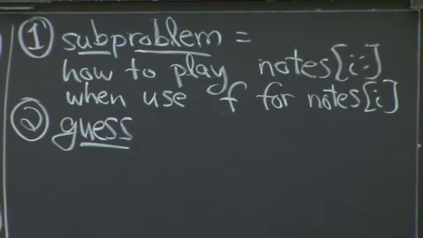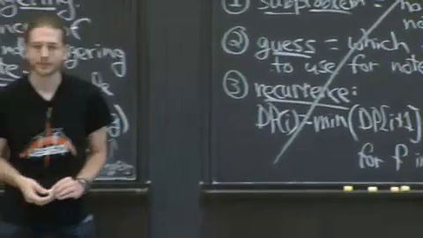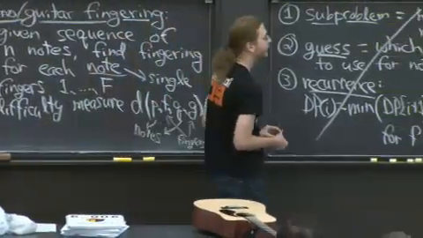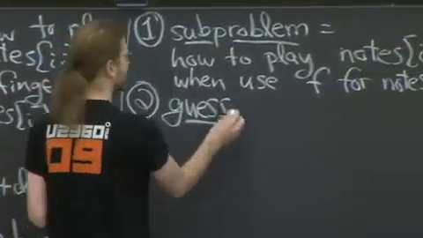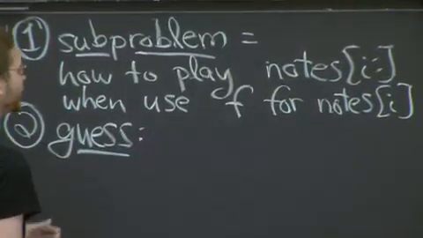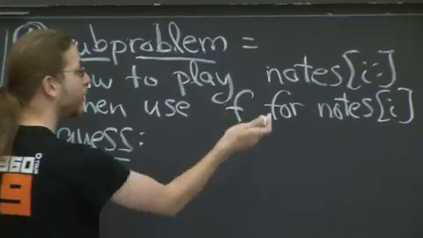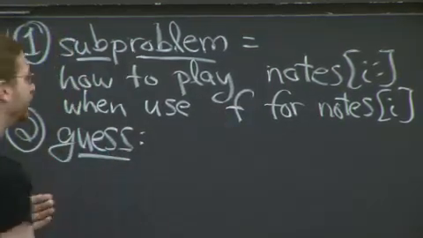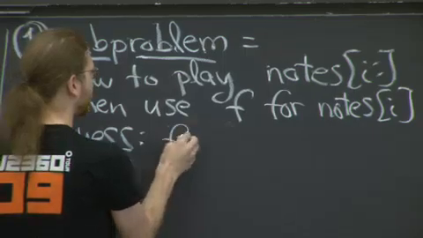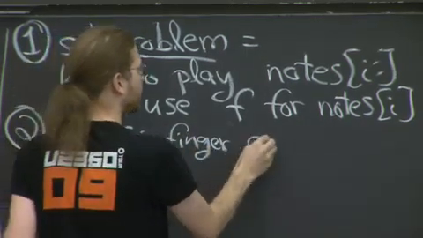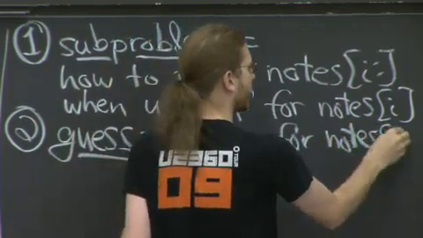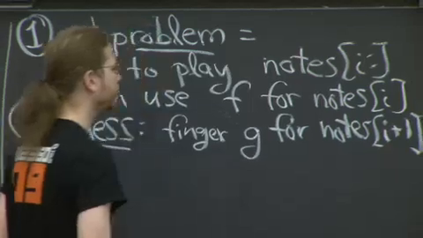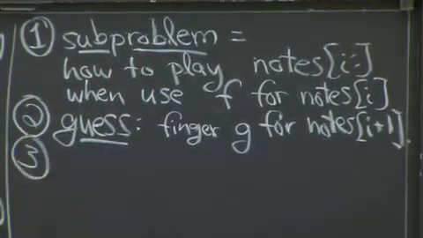Idea? Depending on how you define it, like either the next or previous finger. Well, I'm looking at suffixes, so I only care about the next one. I see what you mean by next or previous, but what we mean is note i plus 1. That's the next thing we don't know about. So we're going to guess a finger, call it g, for note i plus 1. And now, magically, this recurrence becomes easy to write.